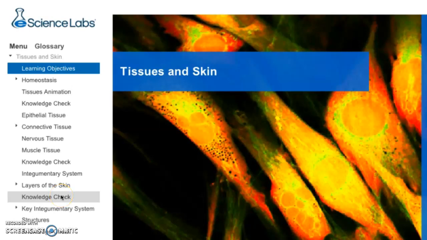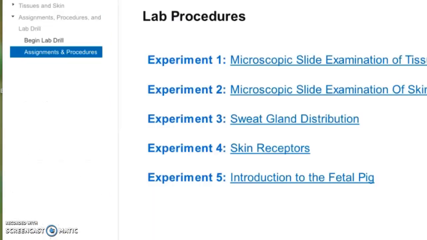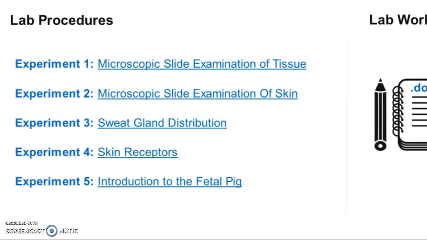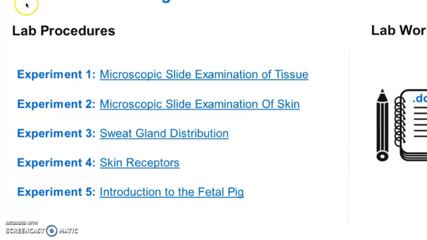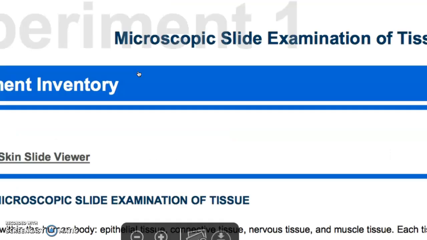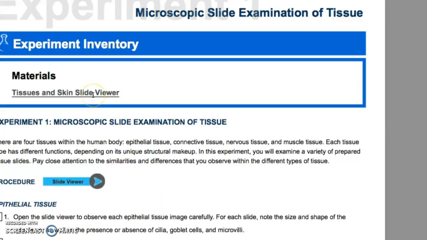Okay, so here in eScience, you're going to scroll down and choose assignments and procedures down here at the bottom. And then you have to go all the way over to the side. I think some of you are having trouble seeing all of this. So there's lab procedures, but then over on the side over here, there's the lab workbook. This is the document you download that's going to have your questions in it. And then you go to experiment 1 to view the information. The lab workbook is where the slides are to answer. So then you're just getting to the experiment 1 document here.